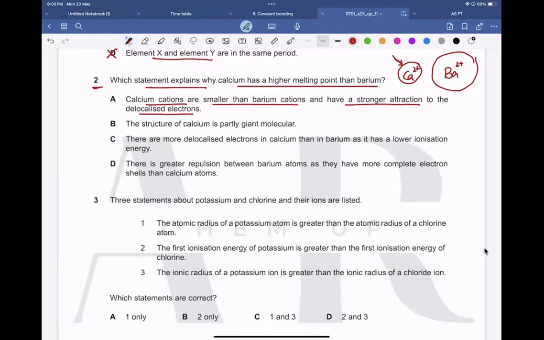So it means that their electrons, oh, one minute, my screen is not sharing.